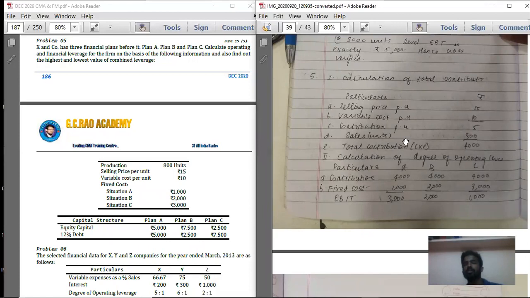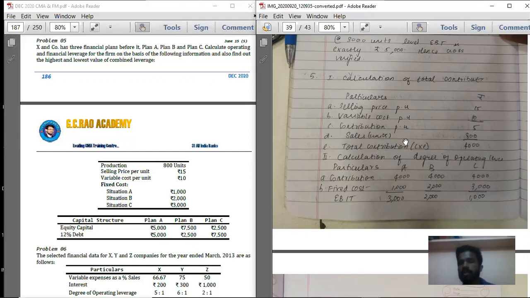So now come to the notes. They have asked us to calculate the highest and the lowest combined leverage. First, we should calculate the degree of operating leverage, then the degree of financial leverage, then the degree of combined leverage. First, statement number 1: calculation of contribution. First we should calculate contribution in order to calculate EBIT, so that we can calculate all the other leverages.